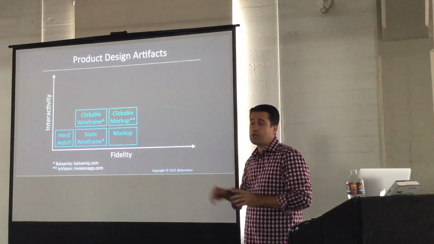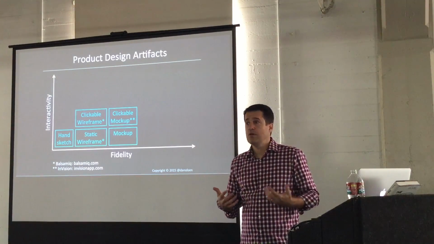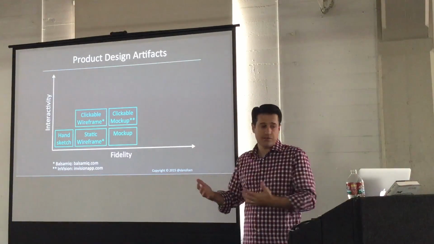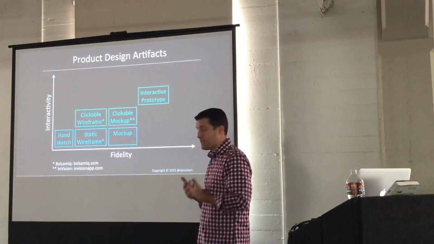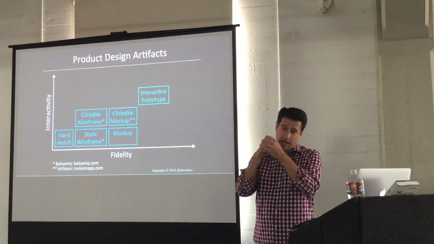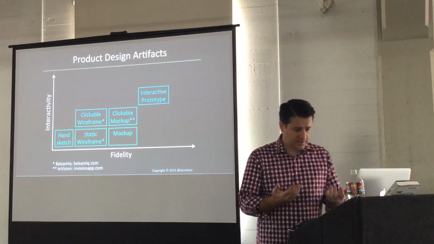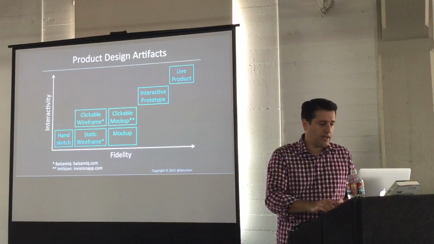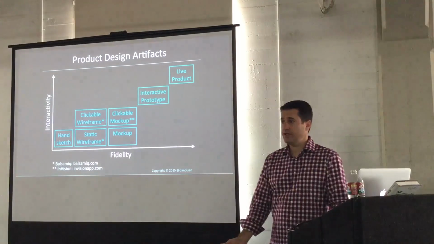And once you have a set of clickable mockups, that's a very good prototype that you can test with people, and you can get a lot of valuable feedback before you start coding. In certain cases, you might need what I call an interactive prototype that's higher fidelity, higher interactivity, if your product has a lot of complex interactions going on. That's basically throwaway code just to prove the concept. And then obviously, eventually, you build a live product that's the highest level of interactivity or fidelity.